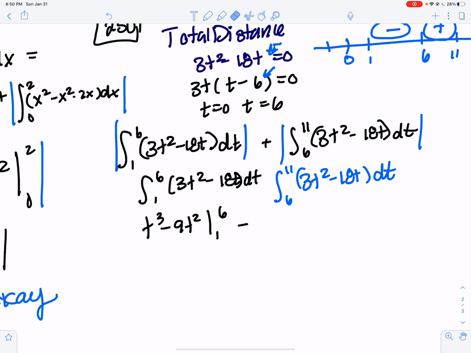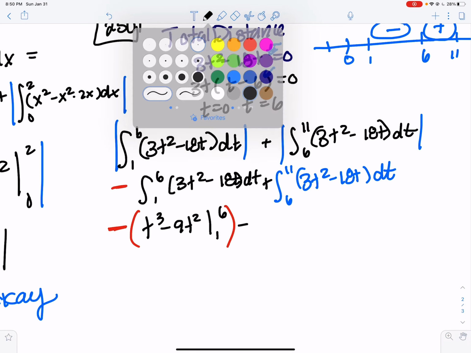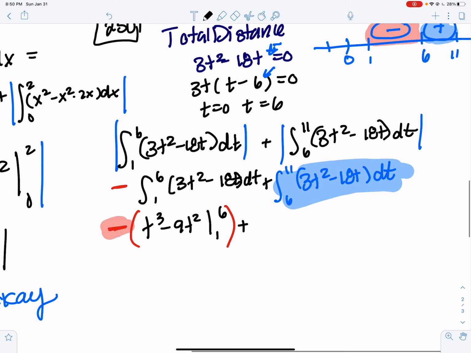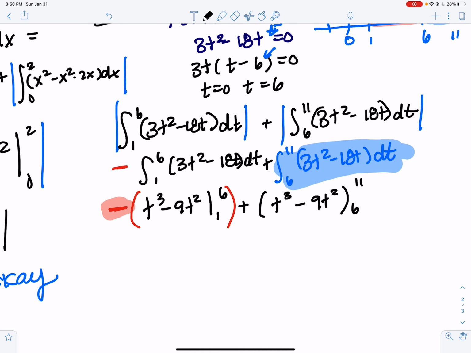Oops. No, this area was positive. We're going to subtract this area. So whatever this is, we're going to subtract it to make it positive, and then add this area here, because we found this to be positive, so we don't have to subtract it, but we found this area here to be negative, so we're going to subtract it to make it positive. Okay, so then we end up with the same thing, t cubed minus 9t squared, and we're going from 6 to 11. So then you plug in, and I might like this better because then when you plug in, you can just leave it as the numbers plugged in.